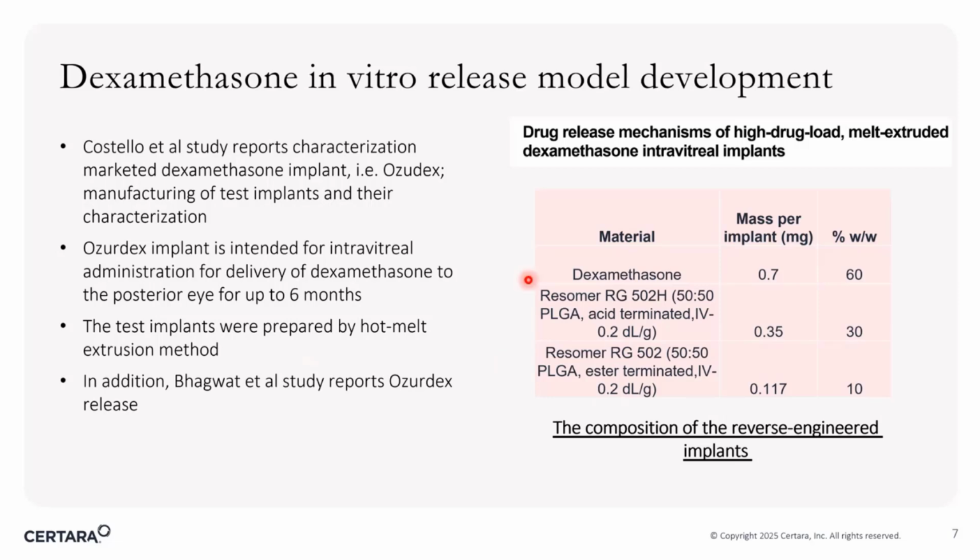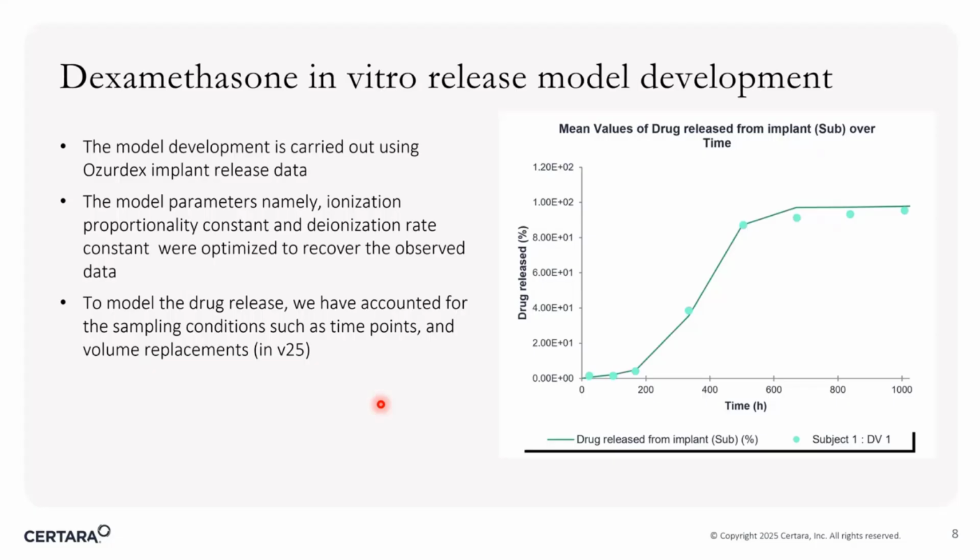Apart from this publication, there is another publication, the Bhagwat publication. In this publication, they have reported the release of Ozurdex commercial product. For the model development, we have used the Ozurdex release data, and we have incorporated all the information that is available from this publication, for example, porosity value, molecular weight of PLGA, and lactide to glycolide information. Most of the information is available from the University of Texas publication.